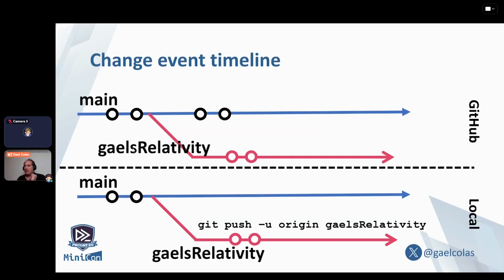After this, we have the same copy, but maybe someone made a change and merged it to main before we could create the pull request for Gael's relativity. So what happens there is we are out of sync. So how do we fix that when we work collaboratively?